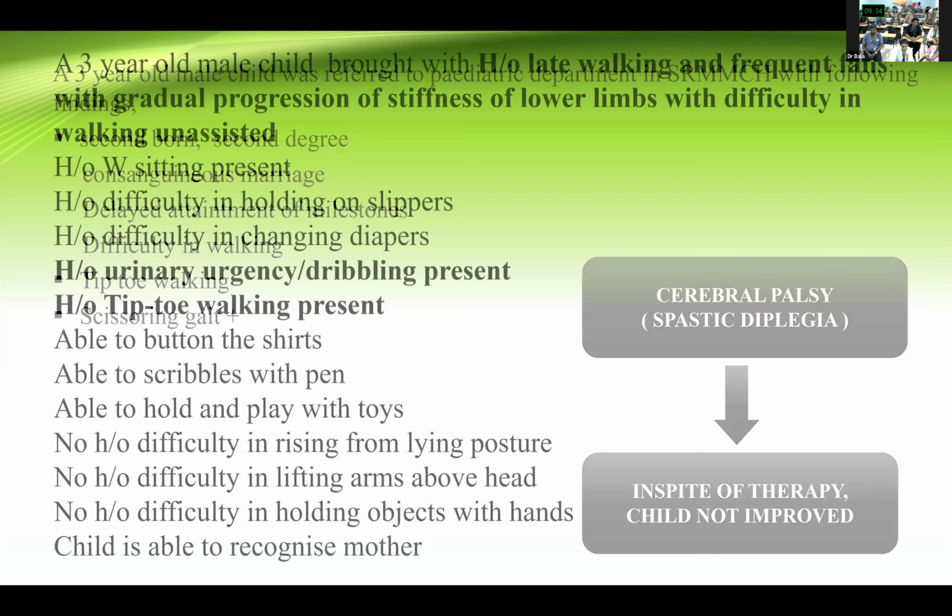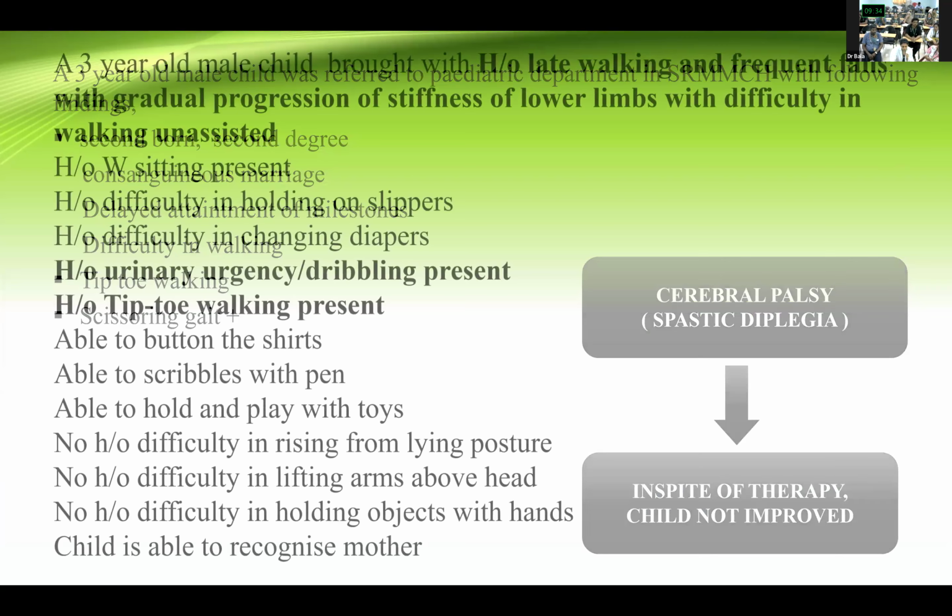Coming to motor examination, the child had mildly reduced bulk over bilateral lower limbs. Tone, right and left, in the upper limb was normal. In the lower limb, there was increased tone, hypertonia with bilateral spasticity. Power, right and left, in the upper limb was 5 by 5 and 5 by 5. Lower limb power was 3 by 5 on both right and left.